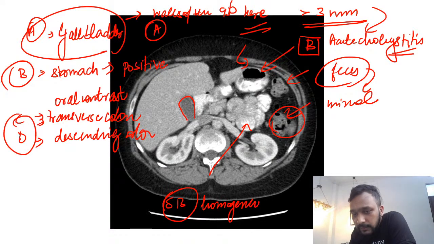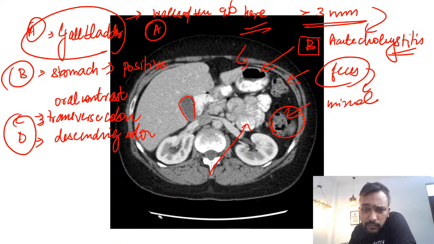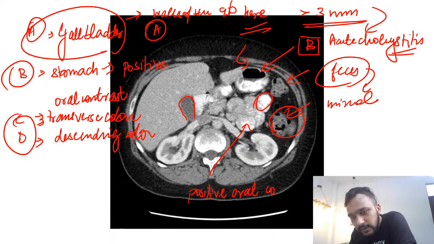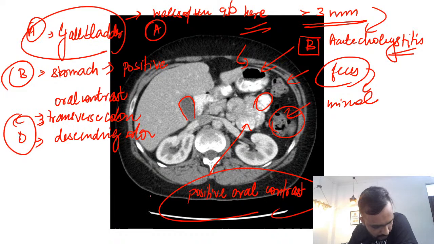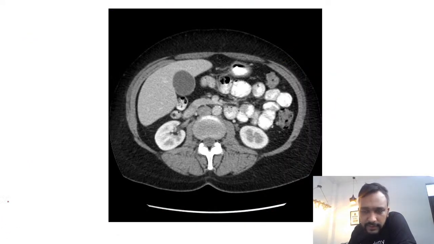Okay, so there is an importance of this which I will show you as we move ahead. If you look at the contents of the small bowel loops, they are more homogeneous, and here the contents of the small bowel loops are appearing bright. Why? Because positive oral contrast has been given to these patients. Is that right?